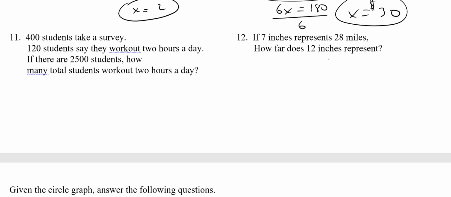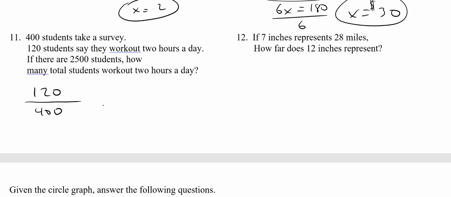Number 11, 400 students take a survey. 120 students say they work out 2 hours a day. So that's a ratio. There's 120 students out of 400 that are surveyed who say they work out 2 hours a day.